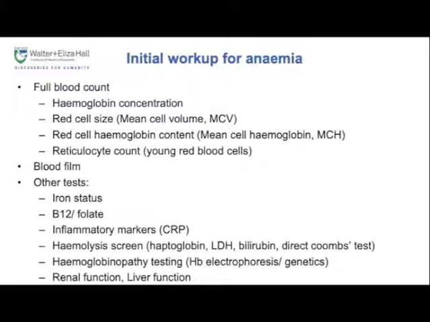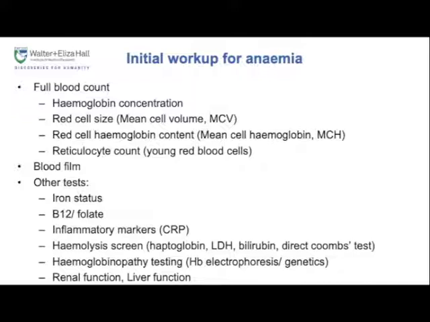So we can measure, and this will usually be done biochemically, iron studies, B12 and folate, inflammatory markers, most often the CRP, a hemolysis screen, so looking at a bunch of biomarkers associated with red cell breakdown. The haptoglobin mops up heme and is suppressed in hemolysis. The lactate dehydrogenase is elevated in hemolysis because it's an intracellular enzyme. Bilirubin, which is of course a marker of heme breakdown in the liver, and the direct Coombs test, which tells us whether there's antibodies stuck to the red cells.